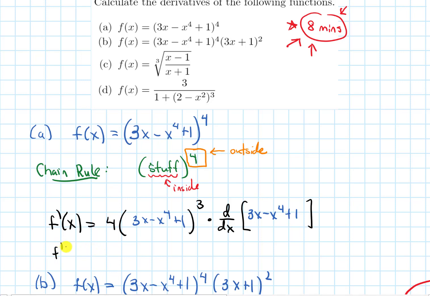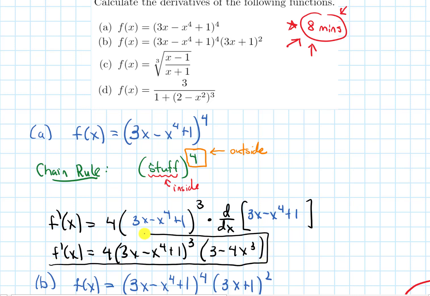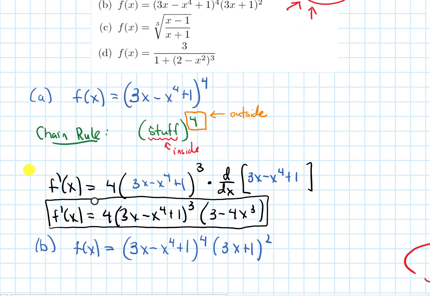So we get f prime of x equals 4 times 3x minus x to the 4th plus 1 cubed times this derivative, which is going to be 3 minus 4x to the 3rd. And that is our answer. All right, so that was part A. Let's look at part B now.